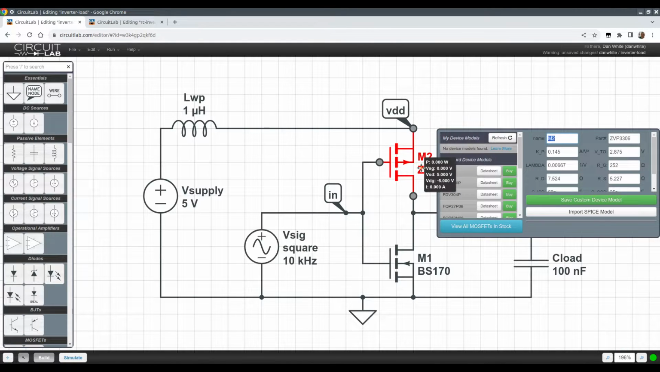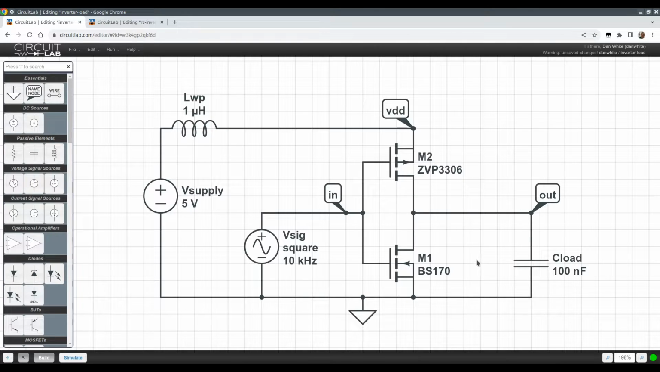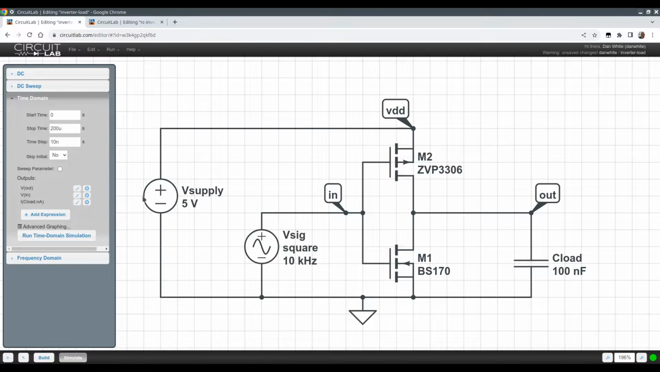ZVP3306, this transistor is quite close to the TP2106 that we used in lab. And sometimes we actually use this one. Okay, so 10 kilohertz, 100 nanofarad. I'm going to take out this inductor for a second. We'll run the simulation.